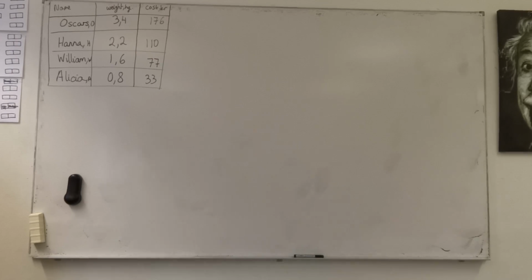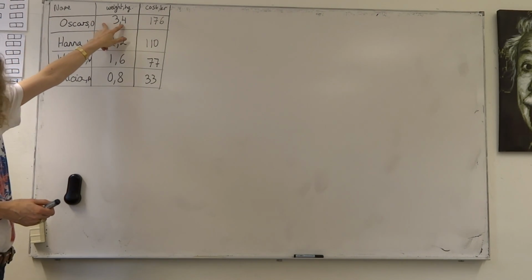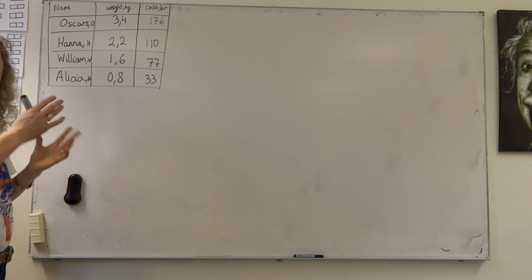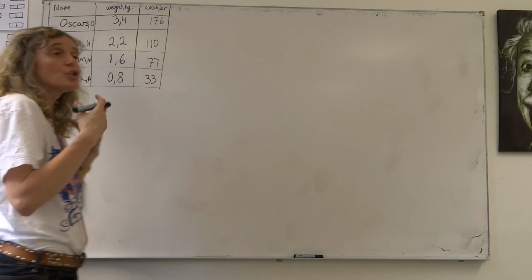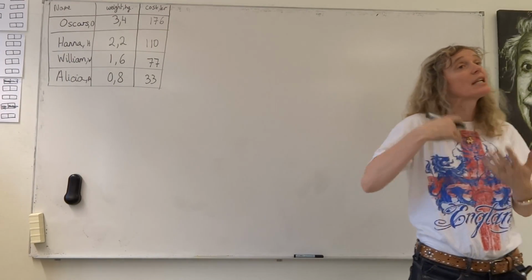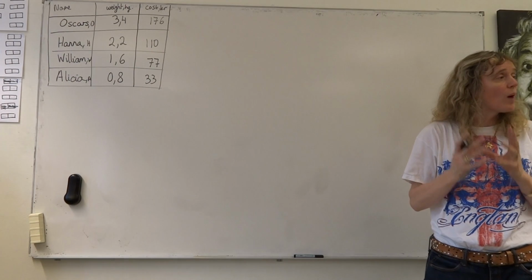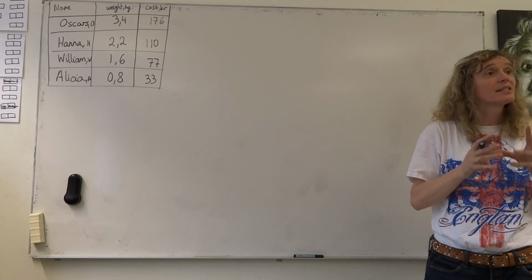Right, so what's happening here? Well, we've got 4 children going into the sweet shop. Oscar is buying 3.4 hectos of sweets in a special presentation box. He's not paying for the weight of the box. The box is luxurious, but that's included in the price of the chocolates. He's actually only paying for the weight of the chocolates inside the box.